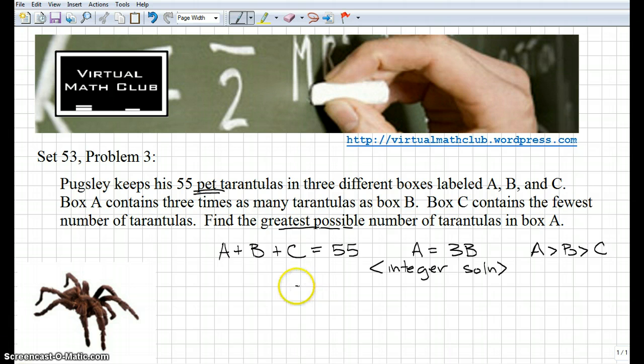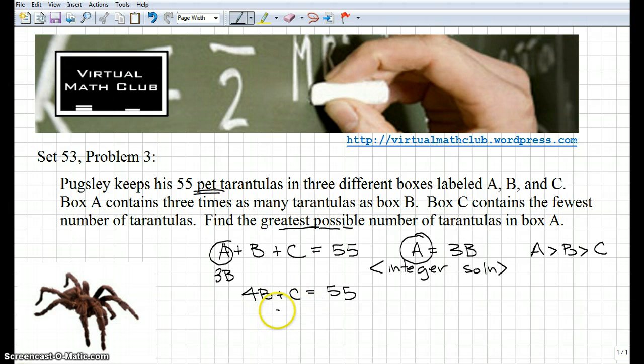Okay, so let's see. We need to work with that. Well, the first thing I see is that we can actually make a substitution. We know that A is equal to 3B, so we can just replace A over here with 3B. So we'd have 3B plus B, that gives us 4B, plus C is equal to 55. Alright, but this doesn't have a unique solution. We have 2 unknowns here, but we do know we're working with whole numbers.